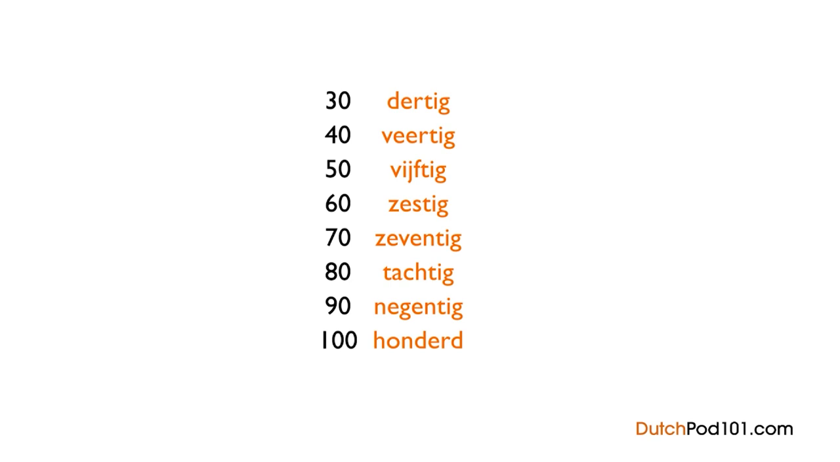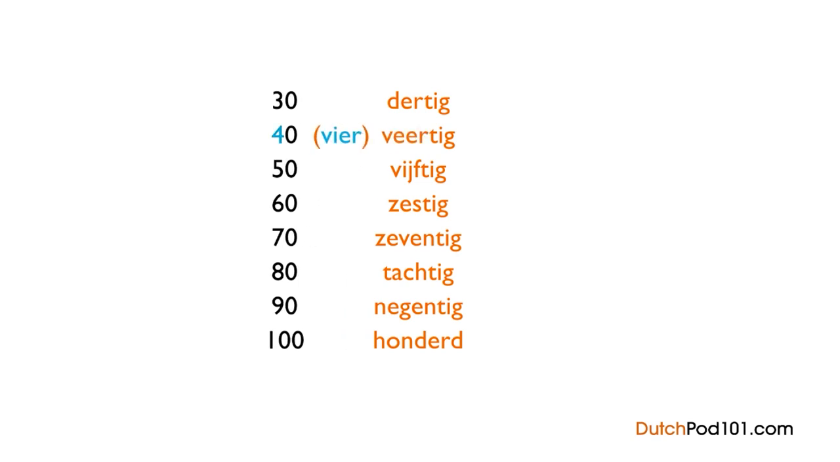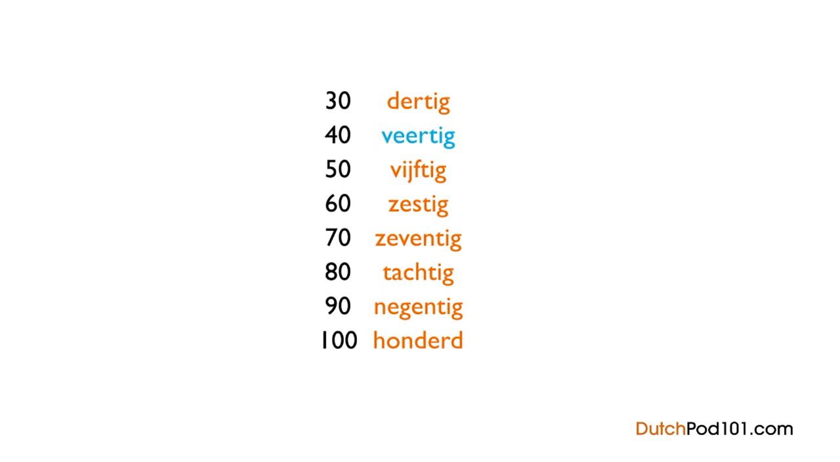Notice that all the numbers except 100 consist of a number from 3 to 9, or a variation of it, followed by tig. For example, 50 is composed of 5 and tig. Here's another example. 40 is composed of vier, which is a variation of vier, the word for four, and tig. As for 100, it sounds a lot like the English 100 and shouldn't be that hard to remember.